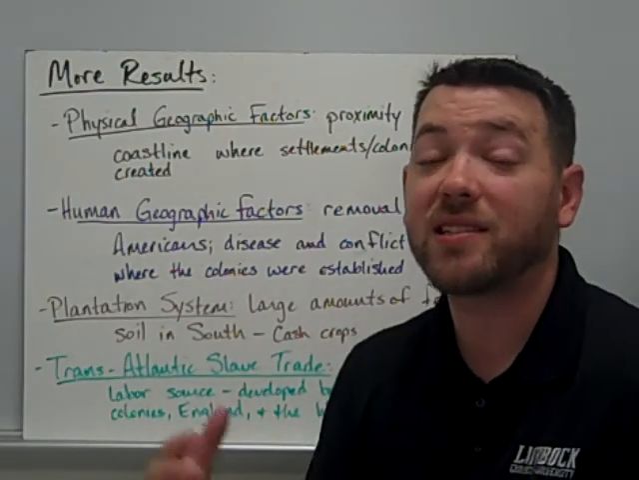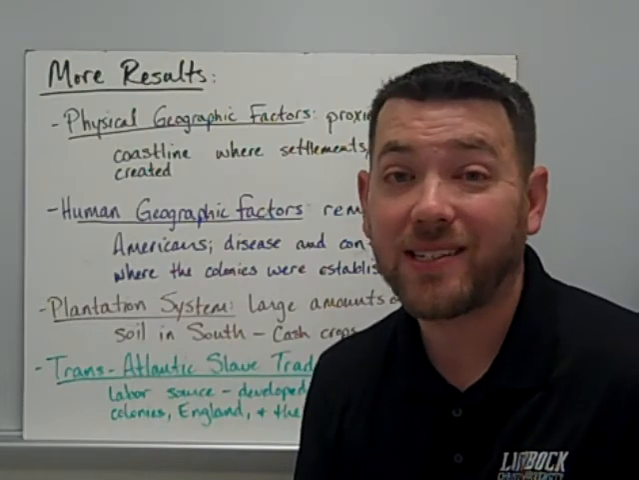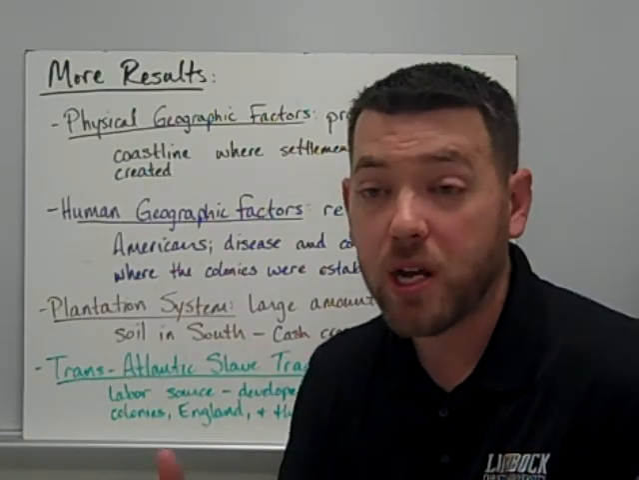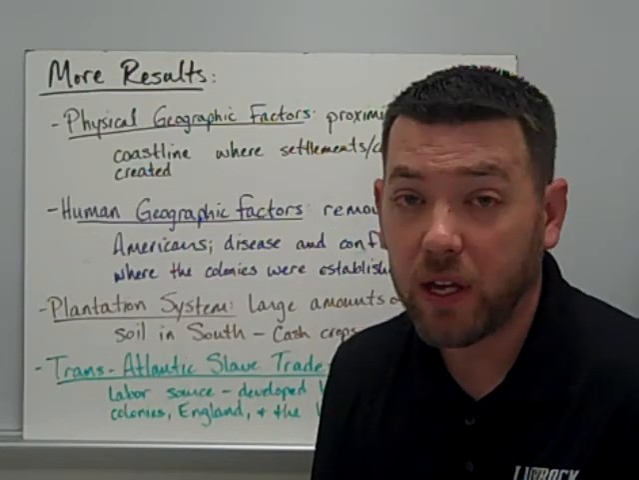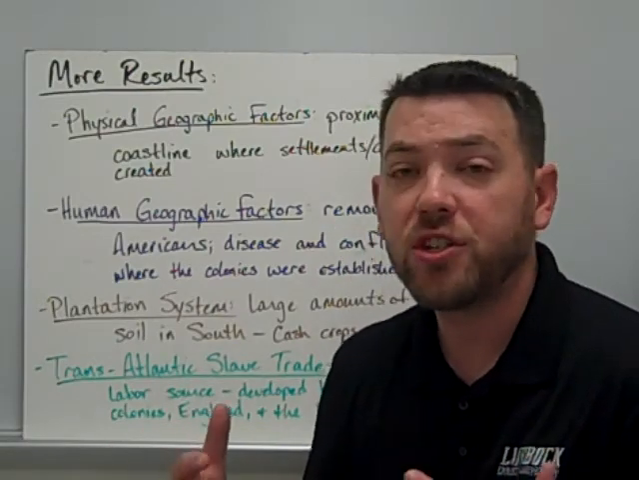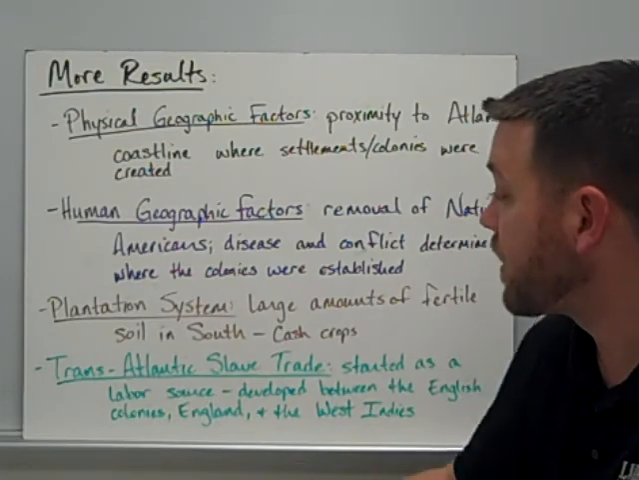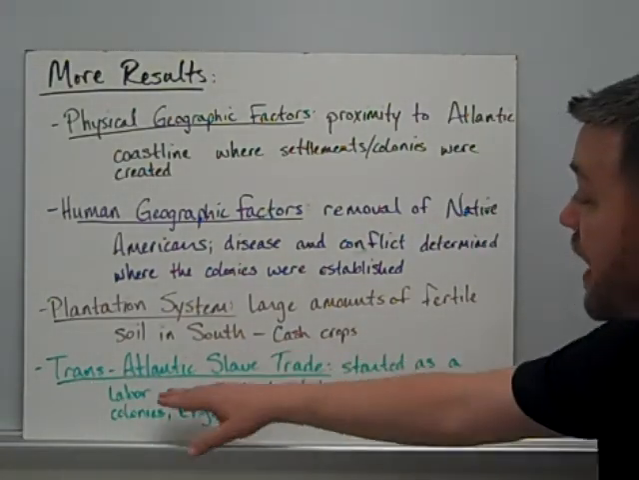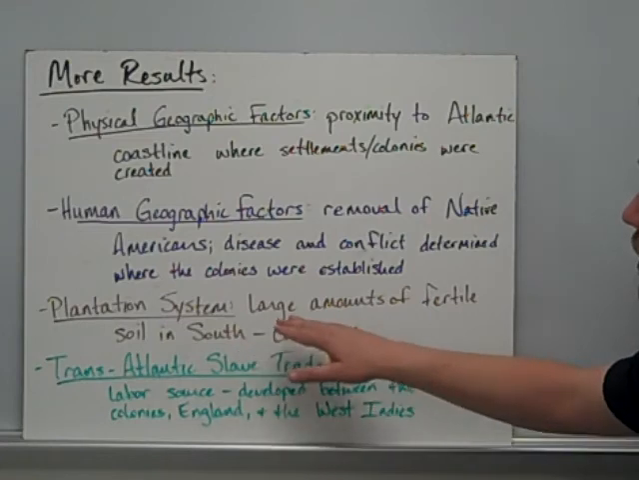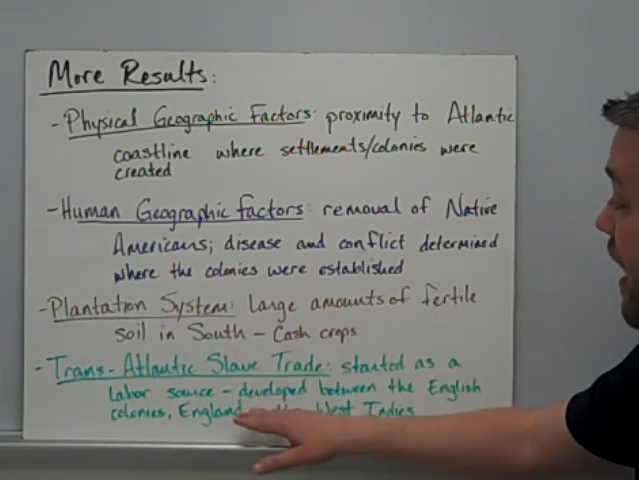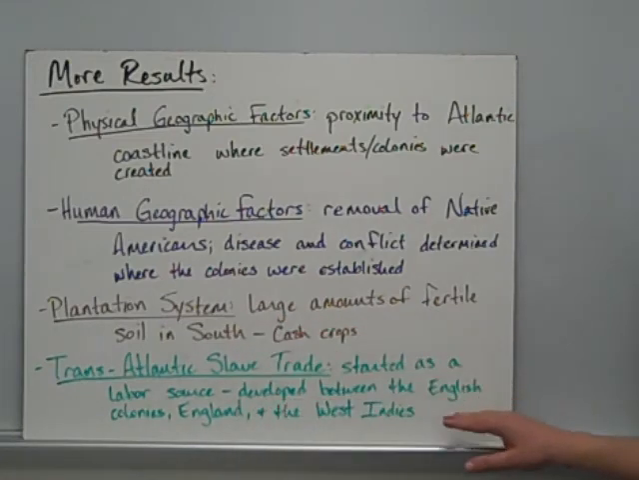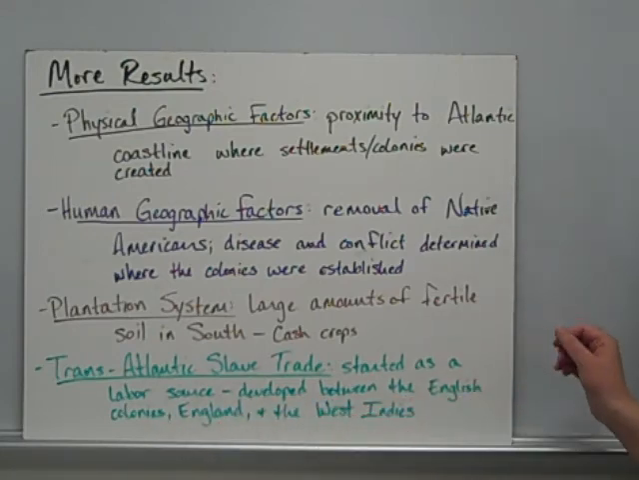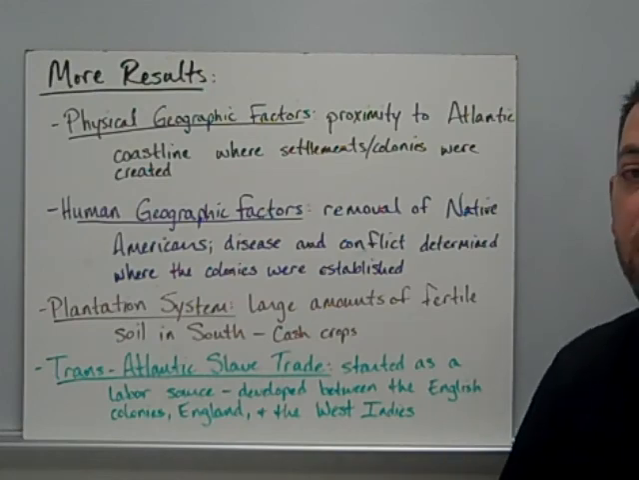And we would bring in slaves as early as 1607. Slaves have been in the New World, in the colonies, for hundreds of years, much more than just at the Civil War. And then the transatlantic slave trade started as a labor source for those plantations in the South. They developed between the English colonies, England, and the West Indies. That's the exploration introduction. We'll see you around.